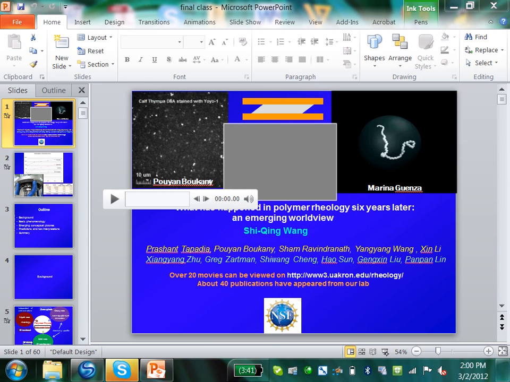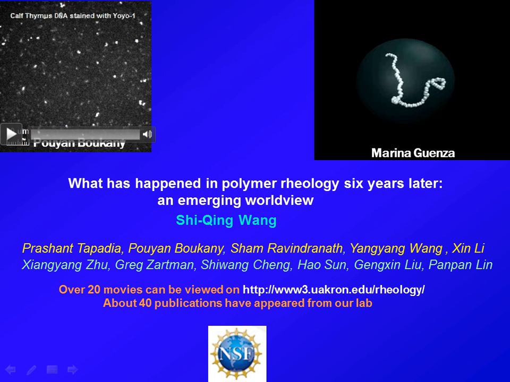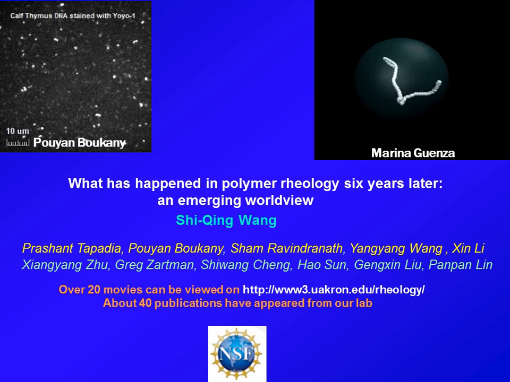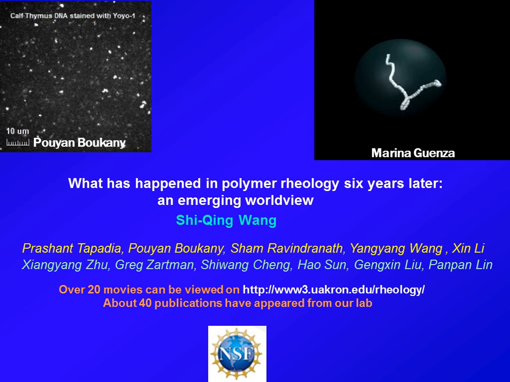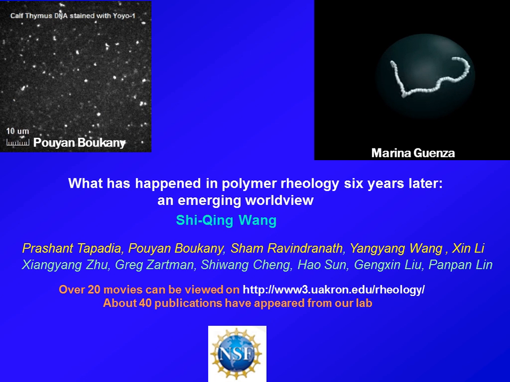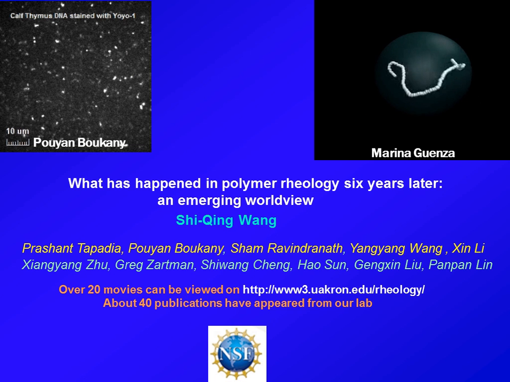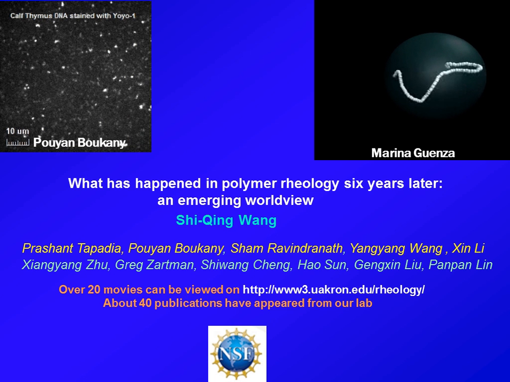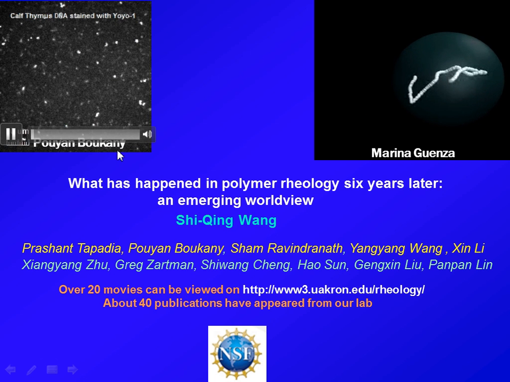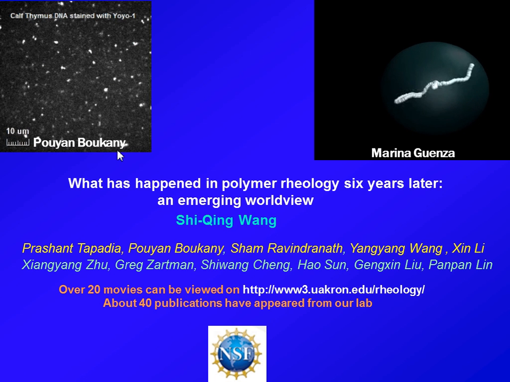I'll try to give you a view of what's coming. So these are two movies that I borrowed from my colleagues. On the left is a piece of DNA in the dilute limit, where you fluorescently label all the DNA molecules and you watch them. The scale is given there. You are basically watching them perform deep Brownian motion, moving around.